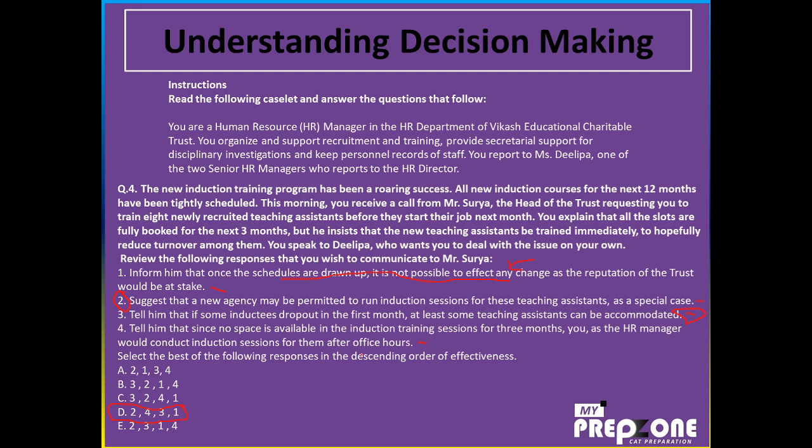And the fourth one, the least effective and the least needed one, will be the case when you say that I cannot do anything. So 2, 4, 3, 1 has to be my answer, which means D.